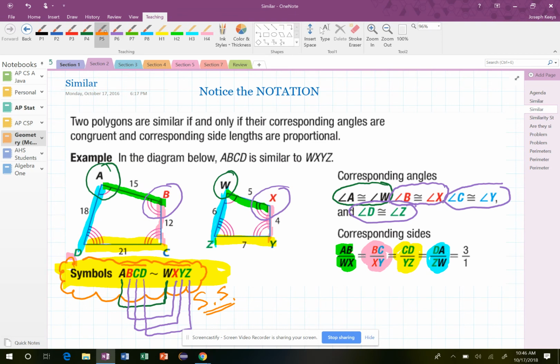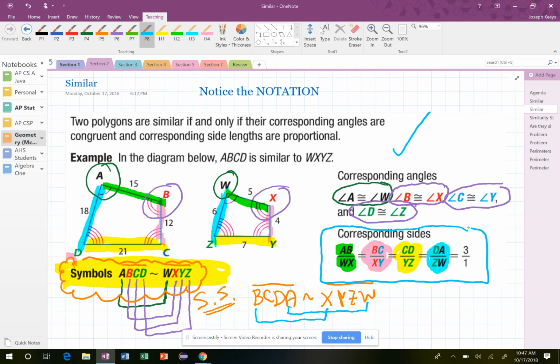Now, having said that, I could have written this similarity statement B, C, D, A, but then it would have looked like X, Y, Z, W. The integrity of how the letters match up is still the same. Notice B is still matching up with X and A is still matching up with W. So please be very sensitive to how they match up. So that's your introduction to similar polygons: all corresponding angles are congruent, all corresponding sides are proportional, and this is how, oh, excuse me, I forgot to notate the sides in here.